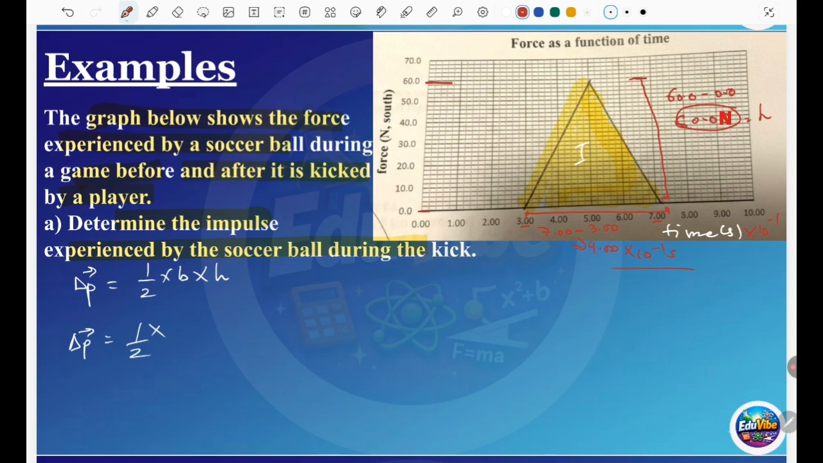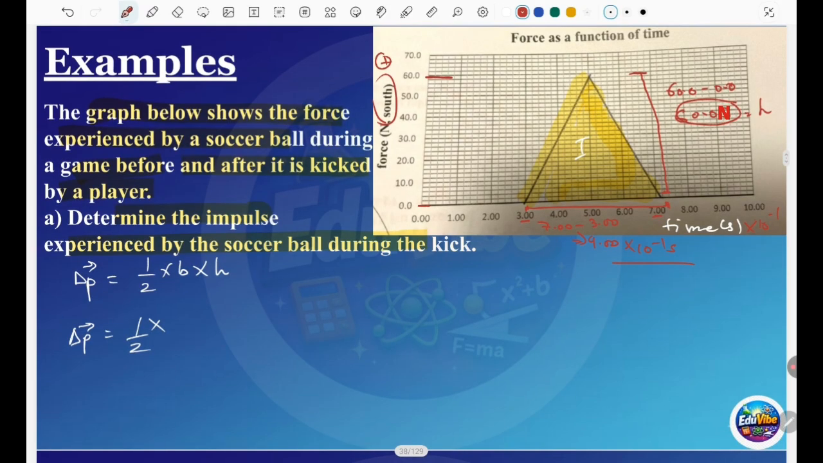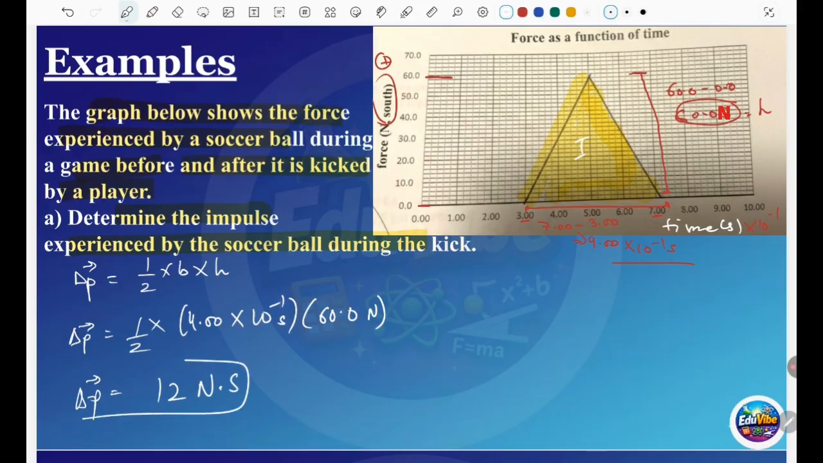So this is your time and this is your force, and force is always in south. They mention that this is the south, this goes up. So we take south as positive because we only have south. We have a base of 4.00 times 10 raised to power minus 1 seconds, height of 60.0 newtons. By multiplying all this, you will get about 12 newton seconds. This is in the south.